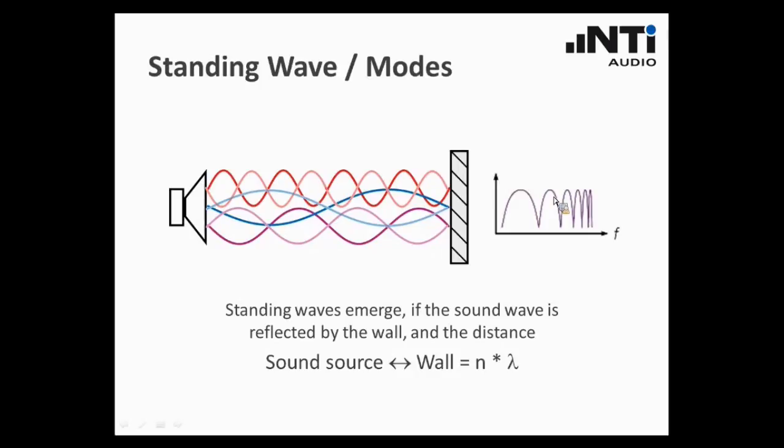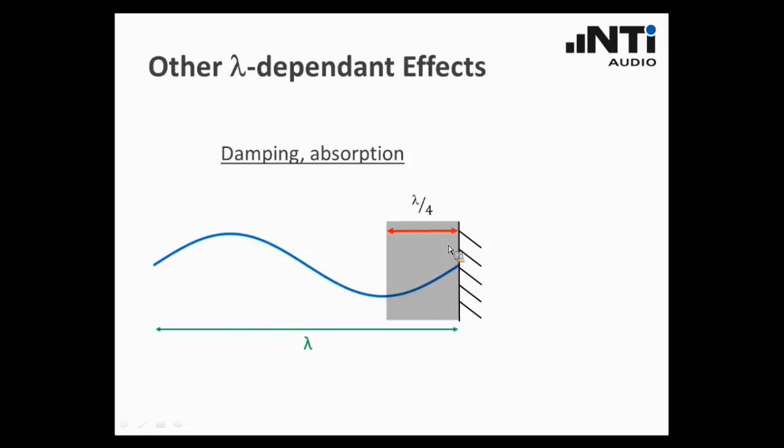Well, how can we avoid that? First of all, we could of course change the geometry of the room, the distance or the direction of the loudspeaker, or the other option is to damp the sound waves that are hitting the wall. Damping means ideally we would like to absorb the incoming sound to avoid that anything will be reflected. For that purpose, we have to apply a damping material, and this damping material has to be at least a quarter of the wavelength thick.